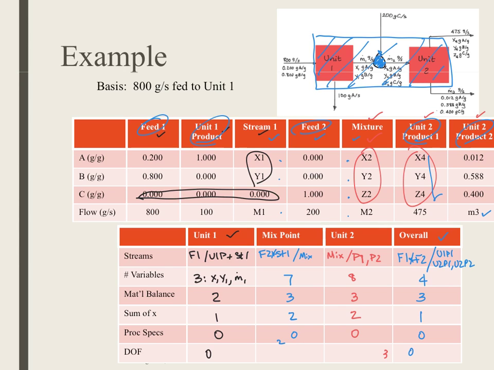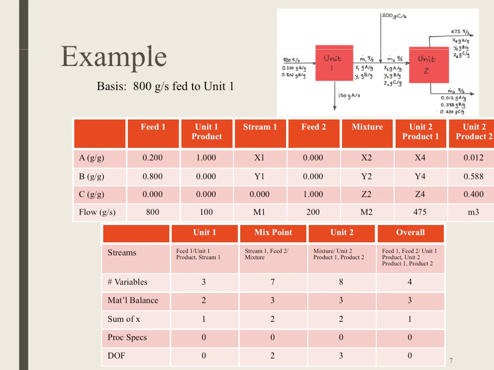And my thought process is, therefore, to do overall or Unit 1, it doesn't matter. I can do those in either order. And then next, it looks like probably the mix point will be the next easiest, and then Unit 2. So I'm going to analyze these in this order of prioritization. So let's now start writing the material balances.